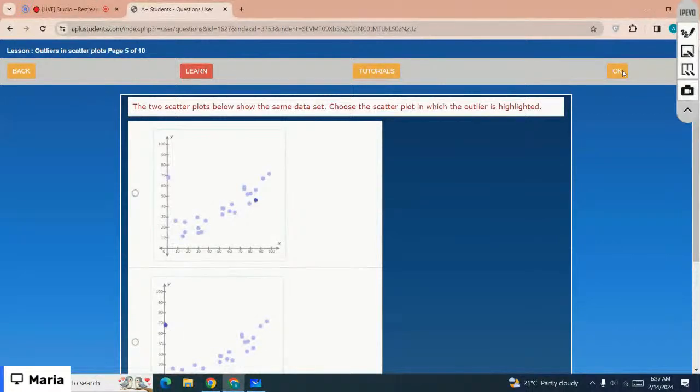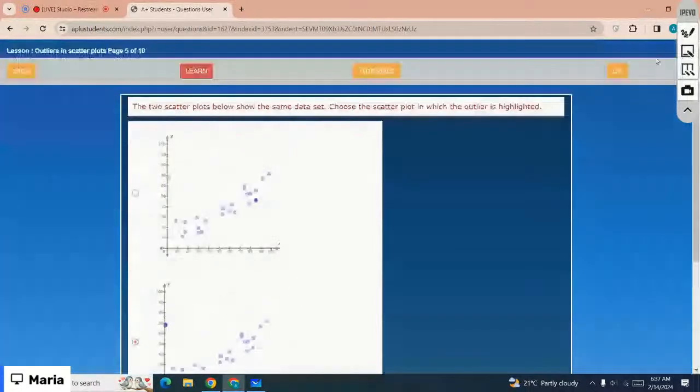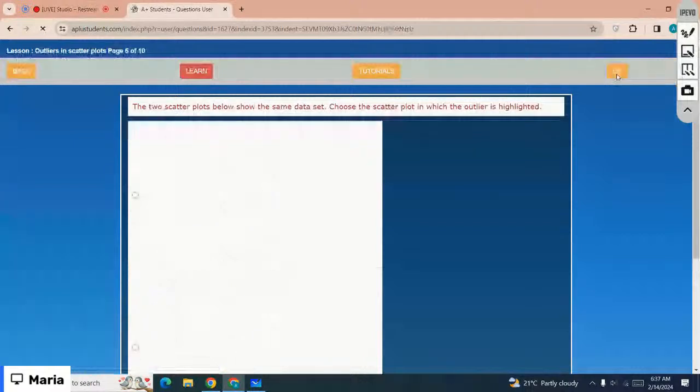The two scatter plots below show the same data set. Choose the scatter plot in which the outlier is highlighted. So, which is the correct option? The correct option is option number 2. Okay, the next one: the two scatter plots below show the same data set. Choose the scatter plot in which the outlier is highlighted. So, which is the correct option?